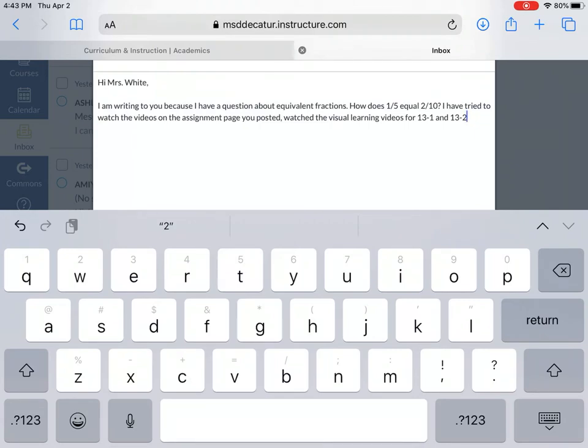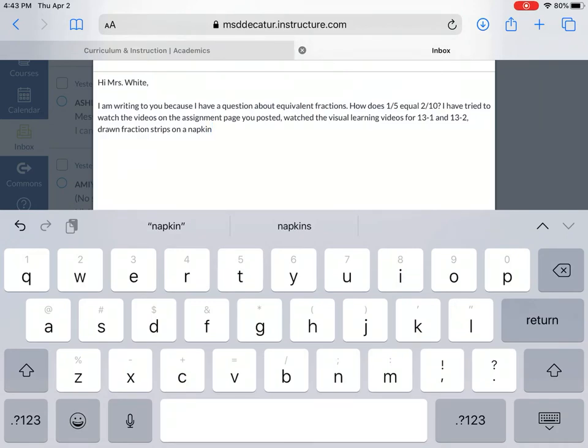I've drawn some fraction strips out on paper, so I guess I could include that. Drawn fraction strips. It was actually on a napkin on my table, but you know, it counts. Drawn fraction strips on a napkin.